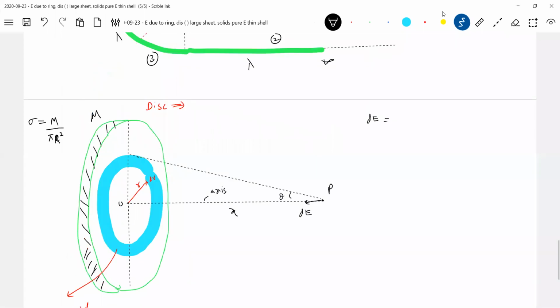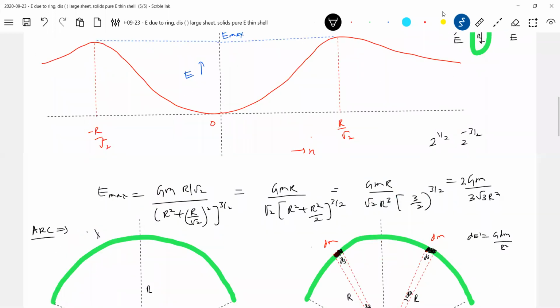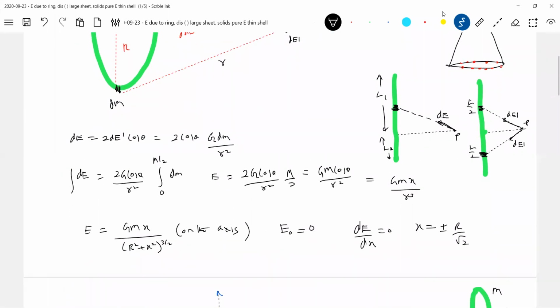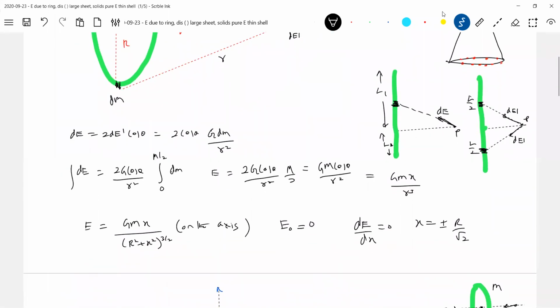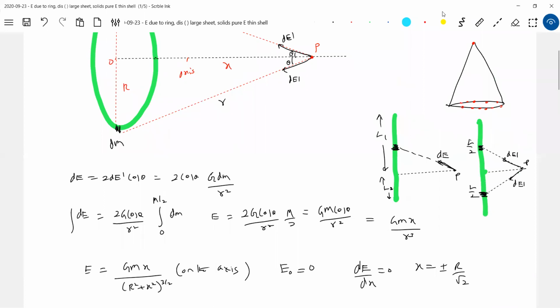Just now we have derived the conclusion: GMx by (R square plus x square) to the power of 3 by 2. So in place of M, write dm. In place of capital R, write small r, and everything else is the same. Again, don't assume things on the elemental ring. Already you did. So you should take help of this particular formula.